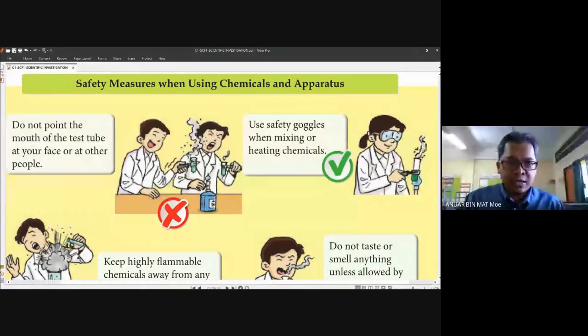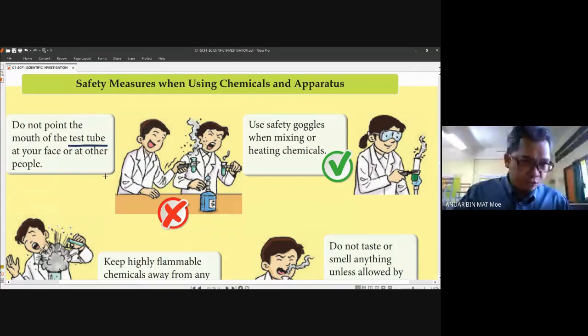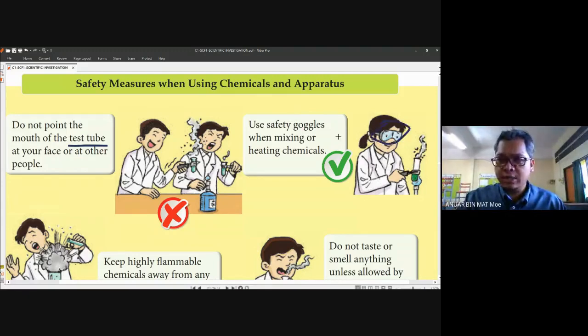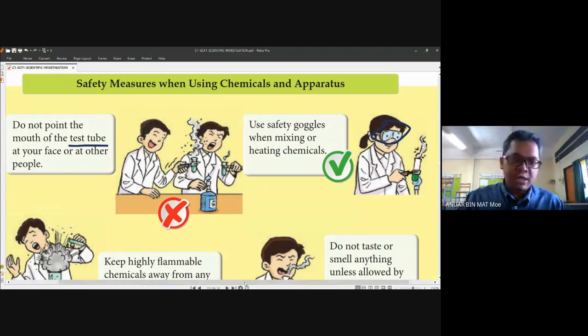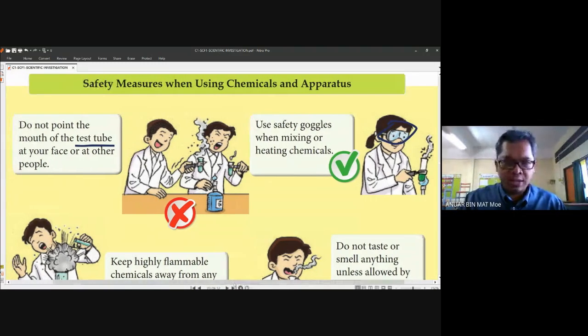For example, you want to heat the chemical. You cannot point the mouth of the test tube or the boiling tube at your face or other people, because when you heat the chemical it may boil and spill a bit. So you must be careful, because later in the experiment you will be using a lot of Bunsen burners and heating things in order to get the result. Number 2, you use safety goggles here. This is a safety goggle. Usually we provide the goggles for you in order to conduct the experiment.